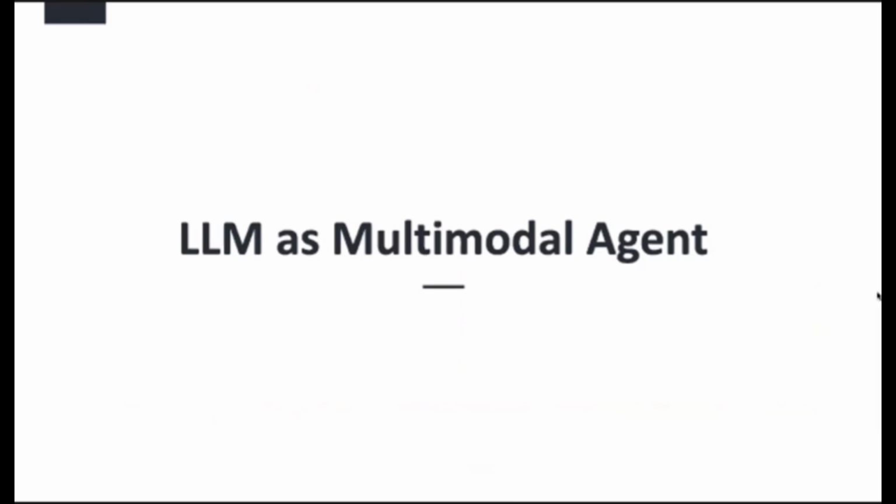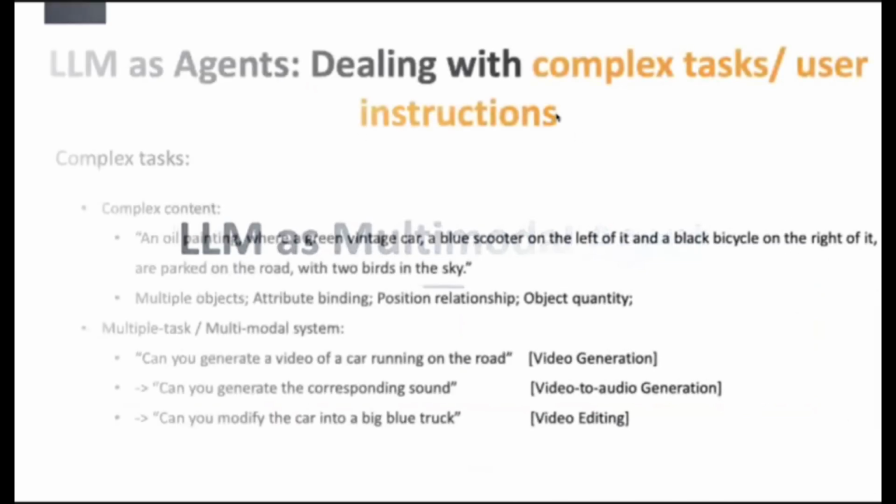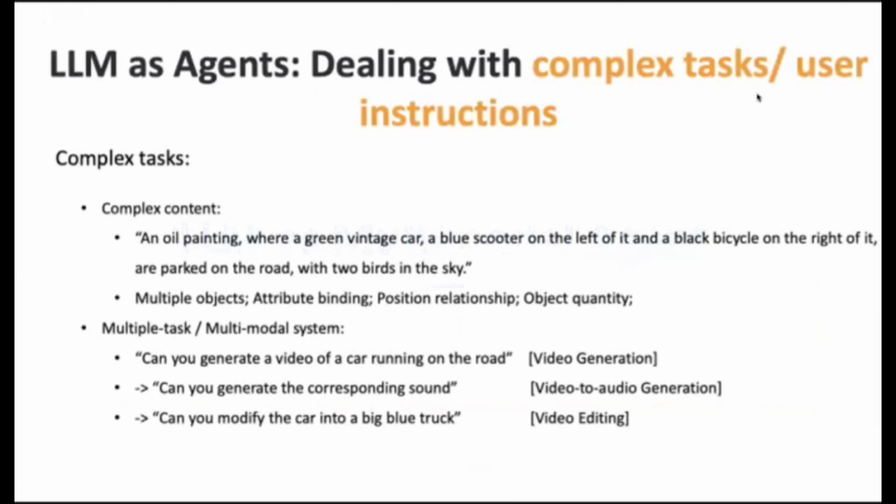And also, large models can serve as multimodal agents, which is very helpful for dealing with complex tasks or following instructions. The complex task is like complex content, for example, a very long prompt with multiple objects and attribute binding, position relationship, and object quantity. And also, we may need a multiple task or multimodal system.